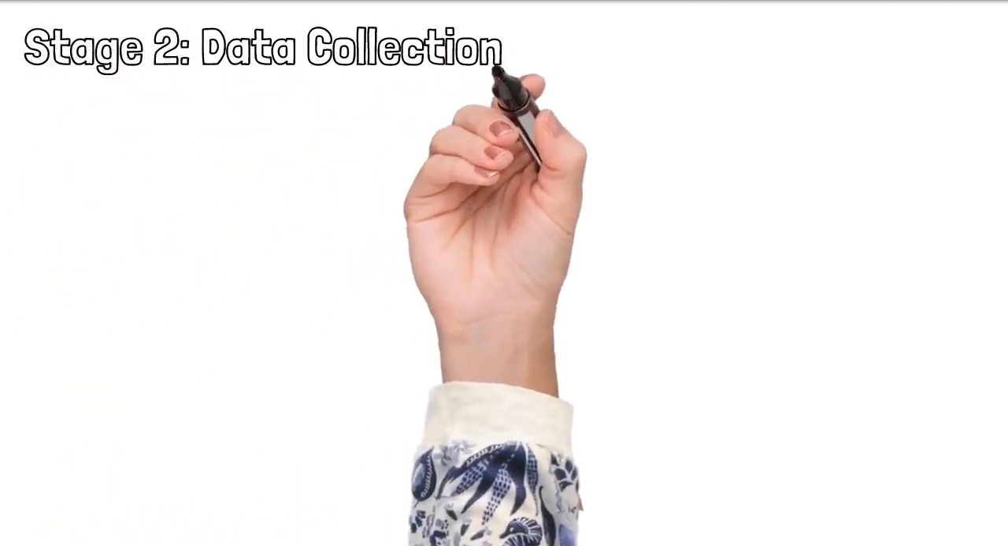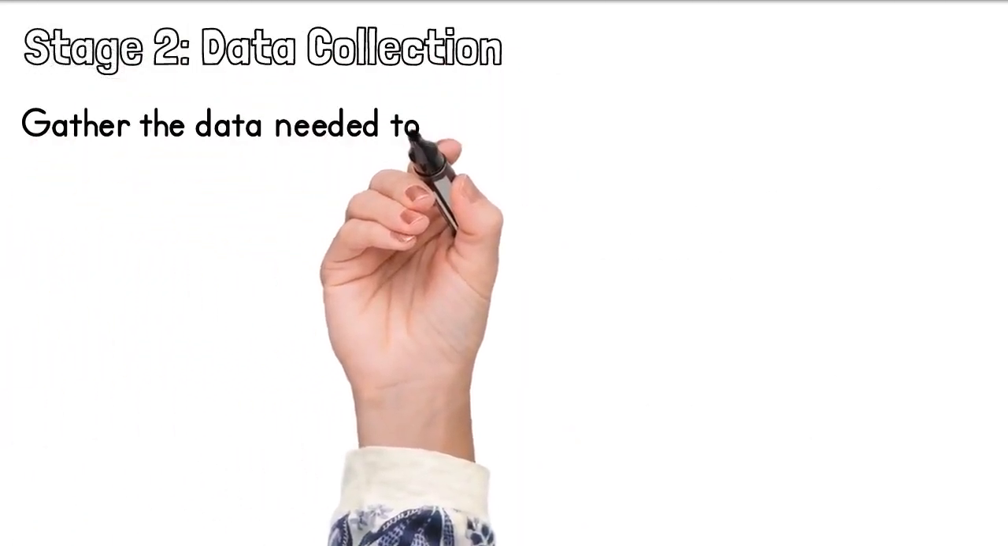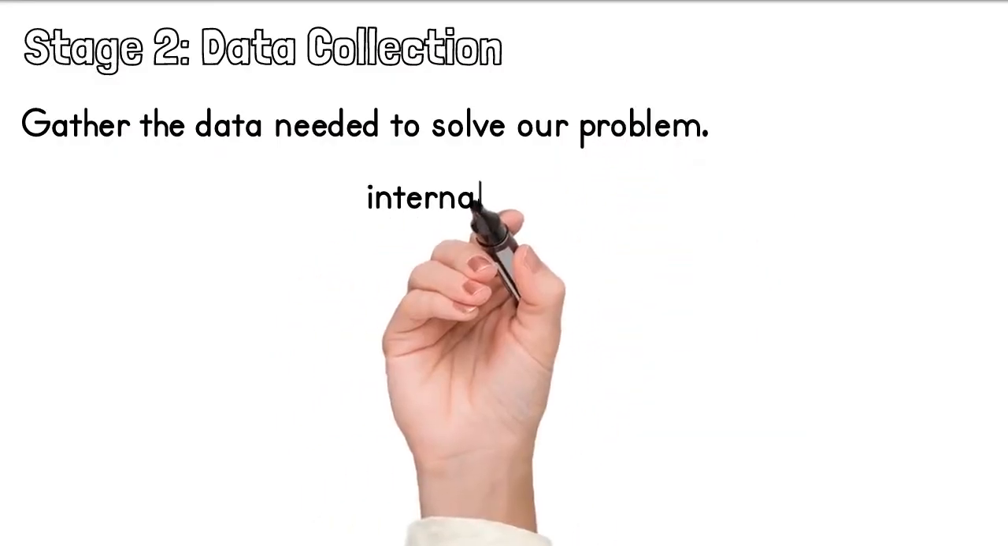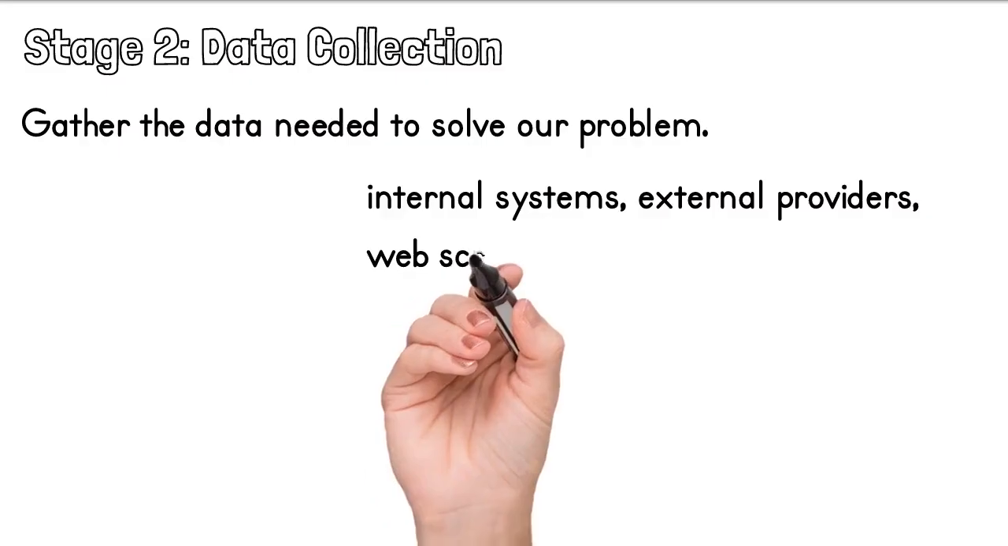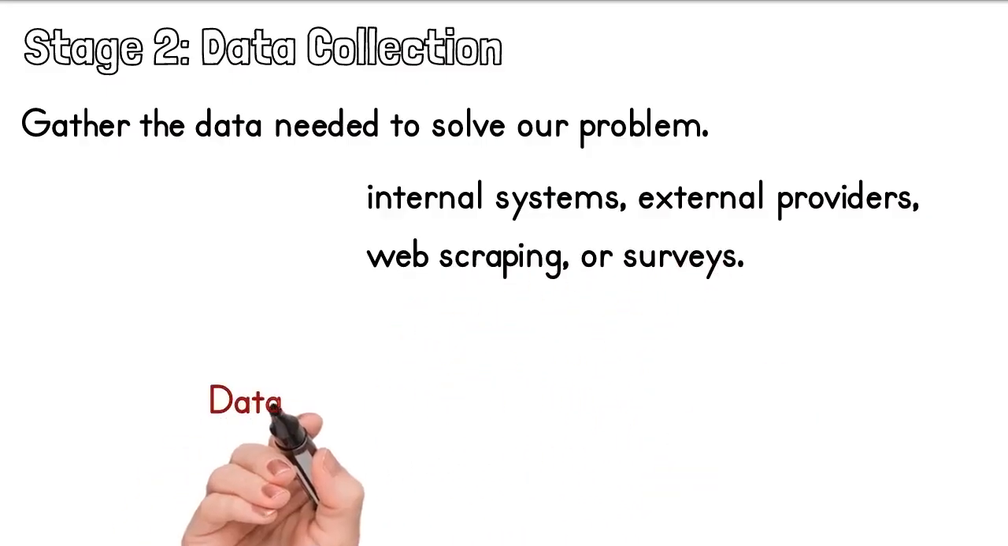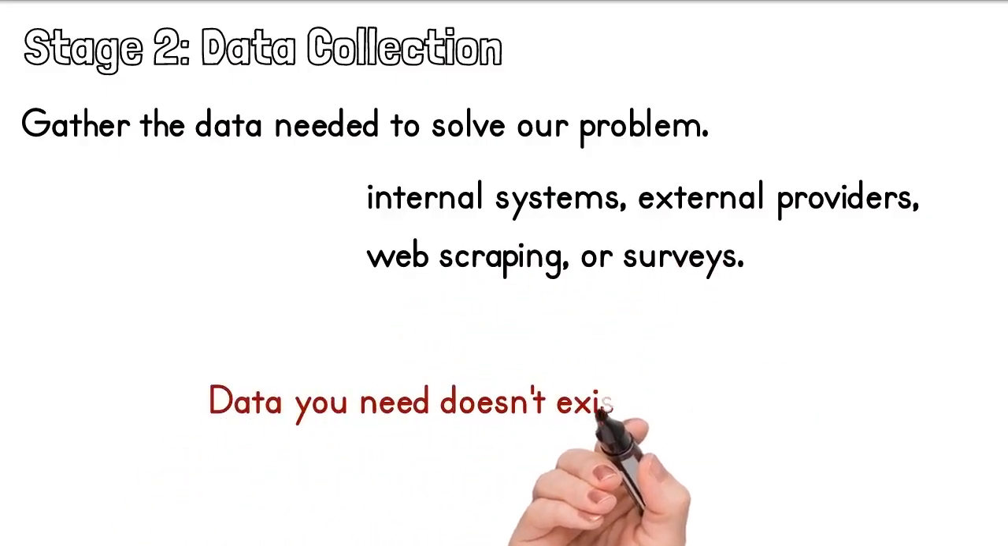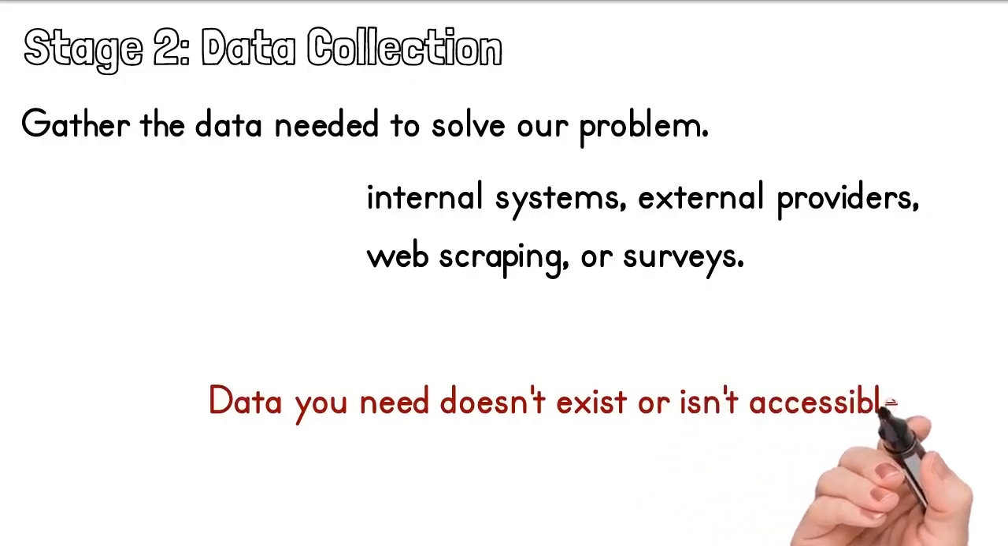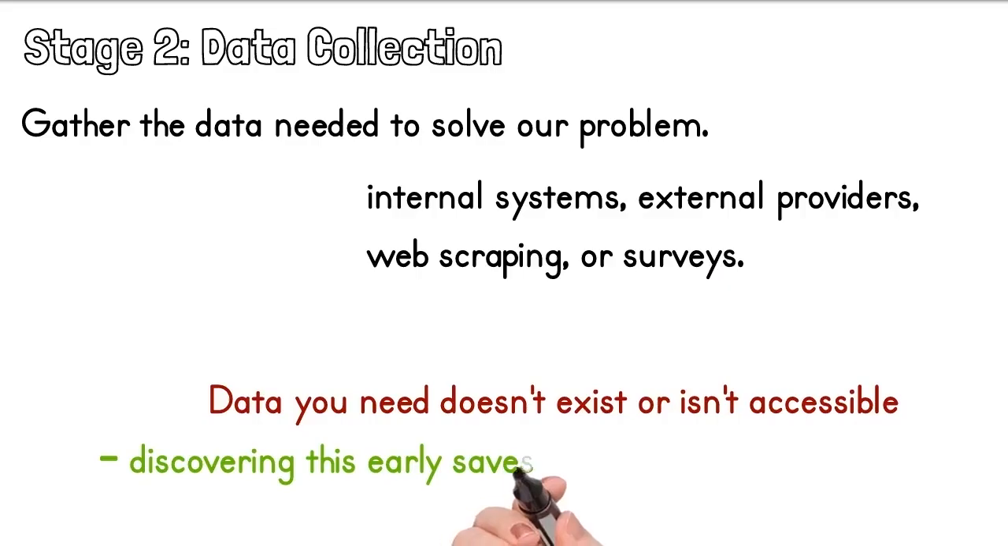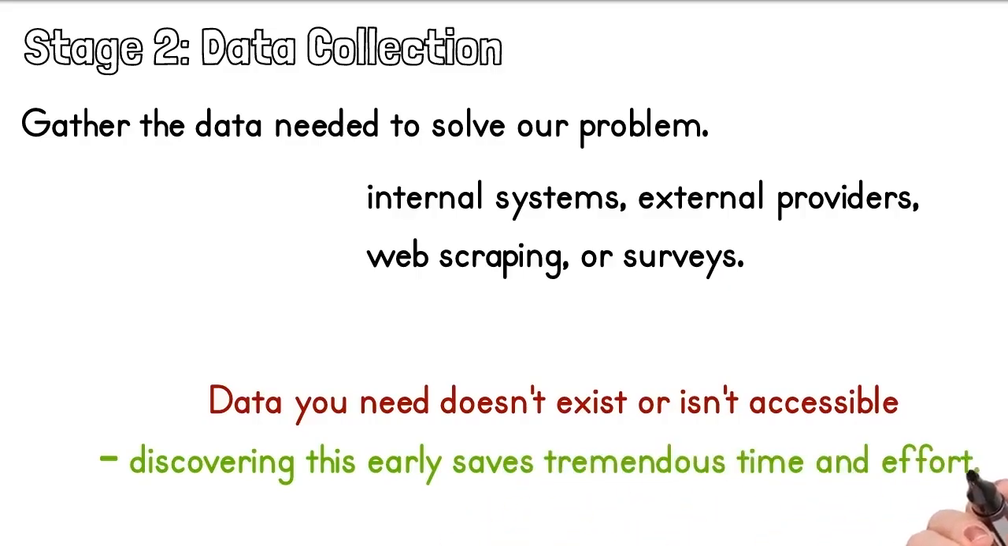Next, we gather the data needed to solve our problem. This might come from internal systems, external providers, web scraping, or surveys. Often, the data you need doesn't exist or isn't accessible. Discovering this early saves tremendous time and effort.